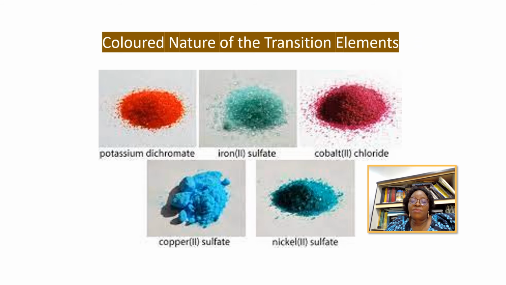The color nature of the transition elements. The transition elements have vacant d orbitals. So due to the presence of vacant d orbitals, they produce colored compounds. Transition metal ions are not naturally colored. They only become colored when they form compounds with other ions or molecules, such as potassium dichromate, orange; iron(II) sulfate, green; cobalt(II) chloride, red; copper(II) sulfate, blue; and nickel sulfate, green.